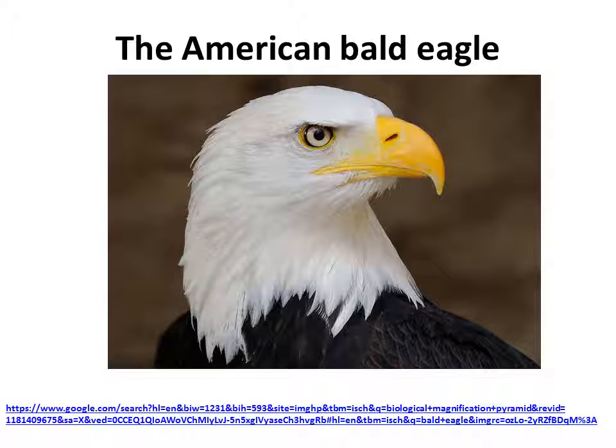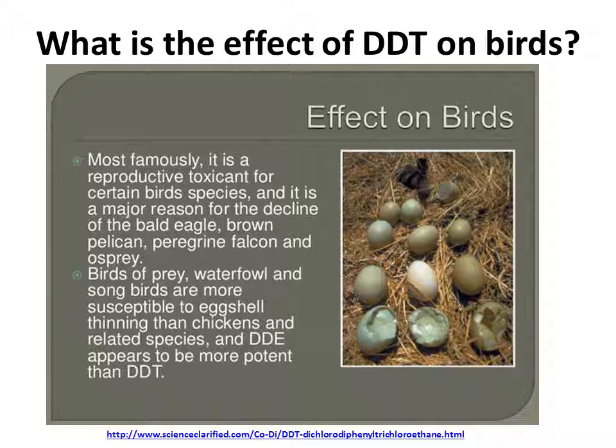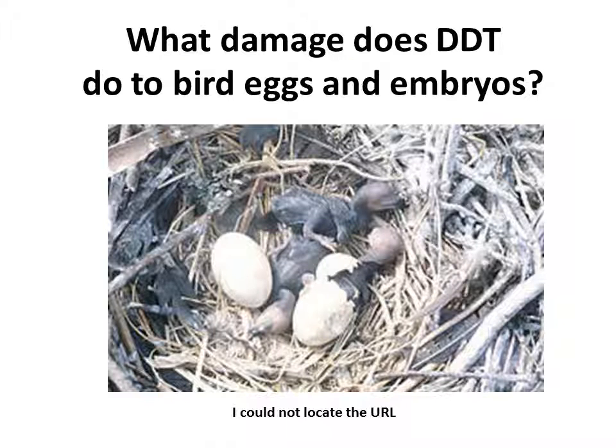Here's an example, the icon of the United States, the American bald eagle. It's a beautiful, large bird. The problem is that the bald eagle eggs, because of the accumulation of DDT in eagle fatty tissues, the shells are very thin, the embryos are mutated and dead. Here's another example of a nest. You have hatched eggs, and look at the dead hatchlings.